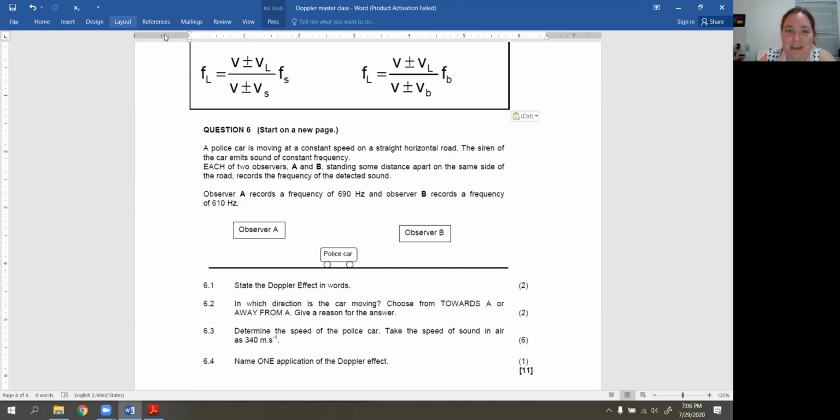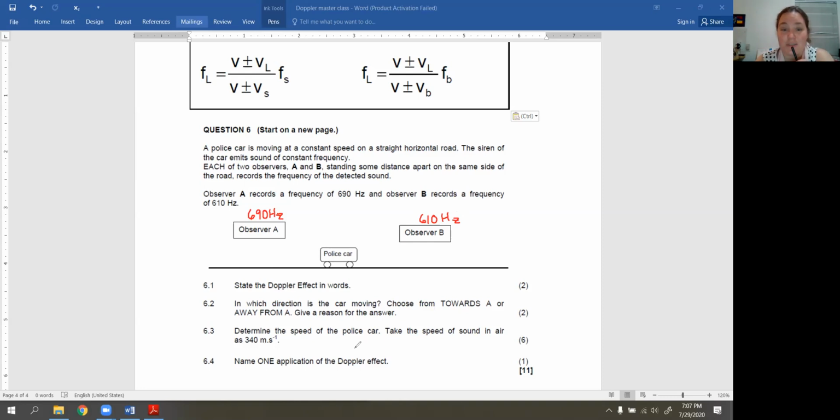Okay, so the next question says, a police car is moving at a constant speed on a horizontal road. The siren of the car emits a constant frequency. Each of two observers, A and B, standing some distance apart on the same side of the road, records the frequency of the detected sound. Observer A gets 690 hertz, and observer B gets 610 hertz. Please note the police car is traveling, but I'm not yet going to commit to which way, because I don't want to give you the answer.